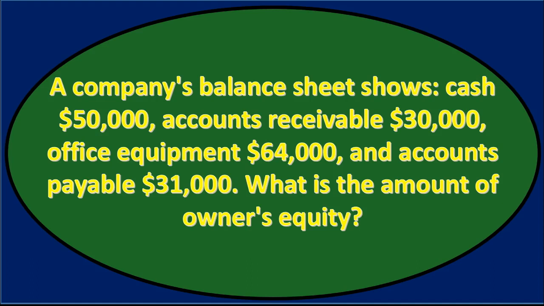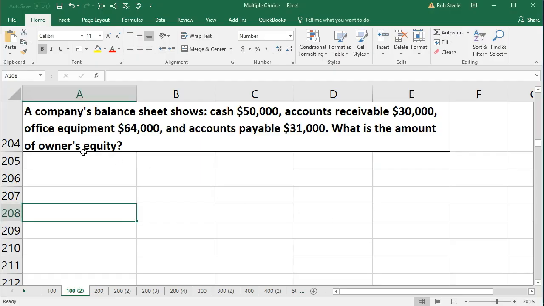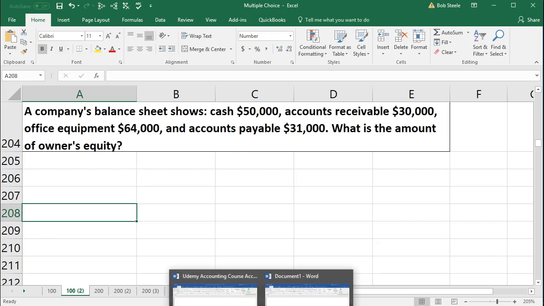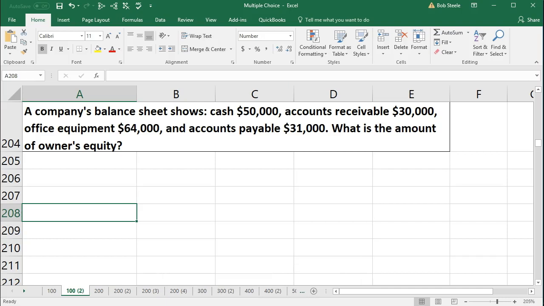If you can practice with Excel, I recommend doing that because you can put the numbers and move numbers around a lot more easily and get the concepts without having to take so much time putting numbers into a calculator. So I'm going to use Excel here. So here's going to be our problem up top. A company's balance sheet shows cash $50,000, accounts receivable $30,000, office equipment of $64,000, and accounts payable of $31,000. We're looking for the equity.